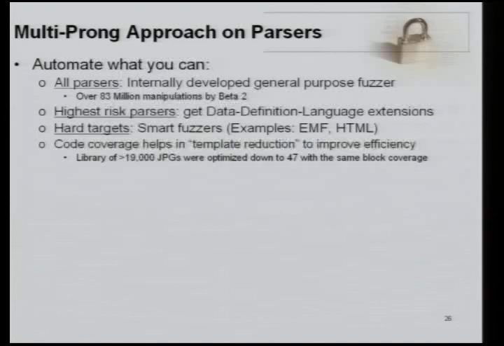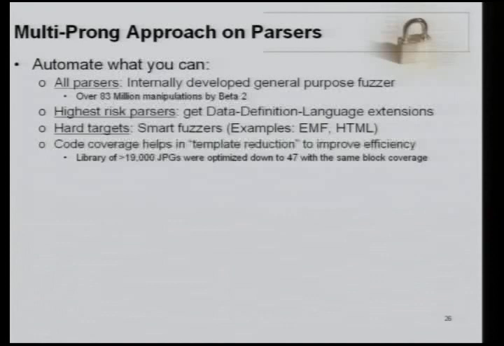For high-risk parsers that were particularly on the attack surface, particularly exposed, we have this extension to our fuzzers called DDL, or Data Definition Language. What this allows you to do is to explain in an XML syntax more about the structure of the file format that you're going to fuzz. And this acts as additional intelligence and information that the tool can use to more intelligently target and fuzz the file format. And then for particularly hard targets, things that have a very complex format, things like EMF and HTML, we went after and developed smart fuzzers to go after those.